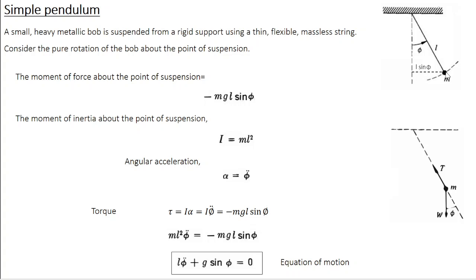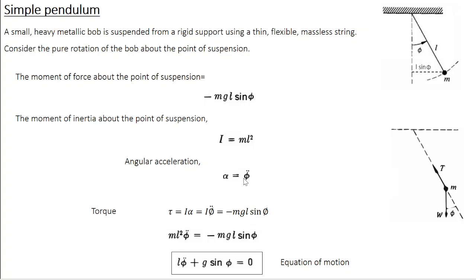This is a single particle system, so moment of inertia is nothing but mass into square of the distance from the point of suspension. So this is m into L square. And angular acceleration alpha is nothing but d square phi by dt square.